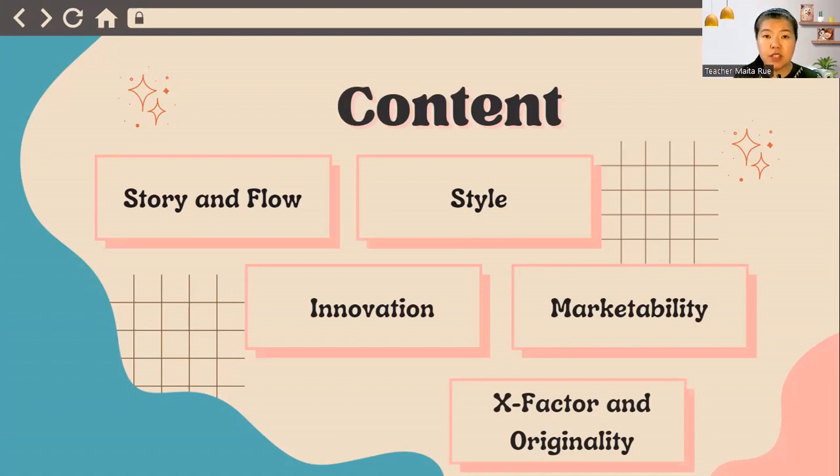You don't have an original story, but it might flow well. They made it flow in such a way that they've rearranged the timeline. They've added quite a stylistic touch to it. It's very innovative, the way they use the tools that they have. Thus, it is marketable. So the X factor is something that you just can't put your finger to. But hey, it's one heck of a film.